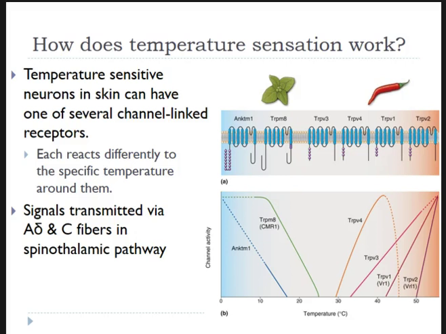These signals, whatever the neurons are, and whichever channels happen to be excited, will be sent up either A delta or C fibers up the spinothalamic pathway, so it works basically in the same sort of system.